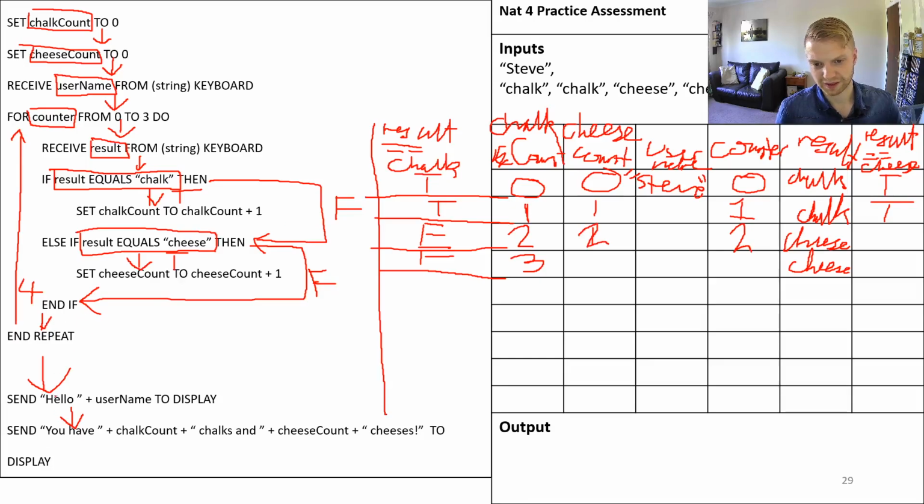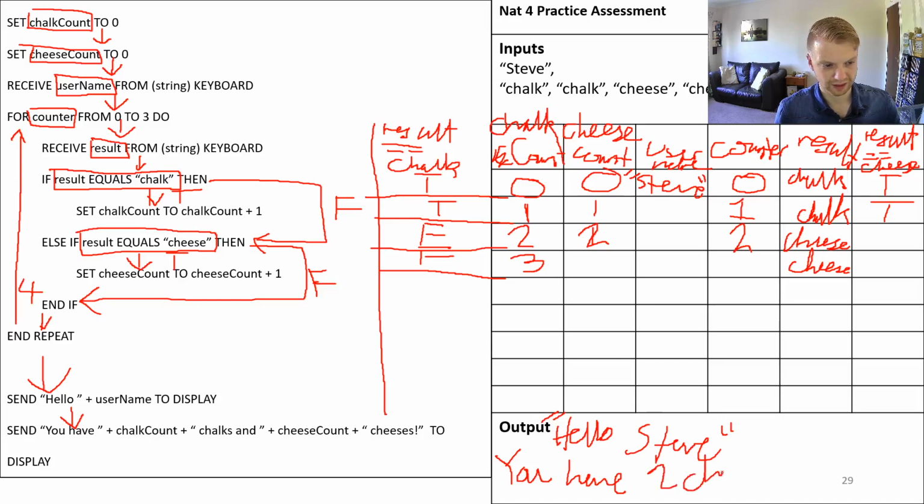We go down here. Send hello username. So we go hello Steve, because we typed in Steve earlier, and it will say you have, and it will say chalk count, so 2 chalks and 2 cheeses. And that is the program.